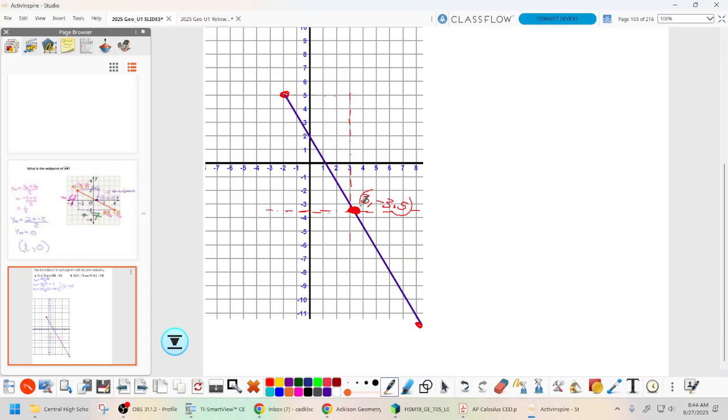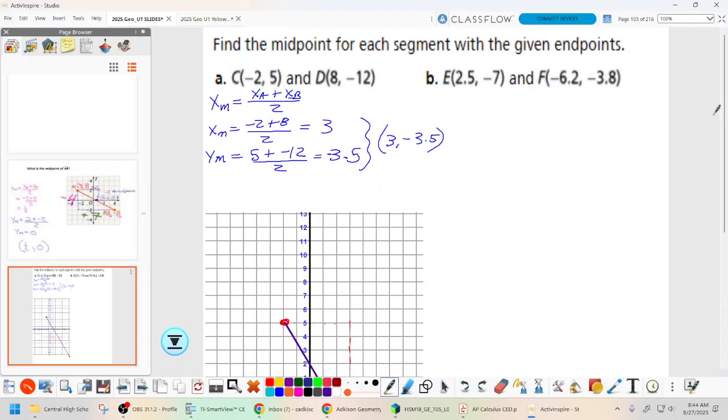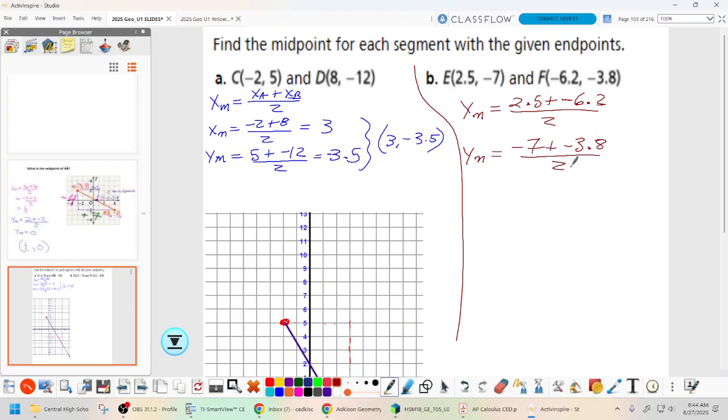It's a little bit weird when it's decimal, so that's why I didn't put a graph for the second one, because this would be awkward to graph on a regular graph. But if we want to do it with the formula, it's really not any different than this one. So the midpoint x coordinate is 2.5 plus -6.2 over 2. Y coordinate of the midpoint, -7 plus -3.8 over 2. And then this is why I said it's nice to have a calculator.